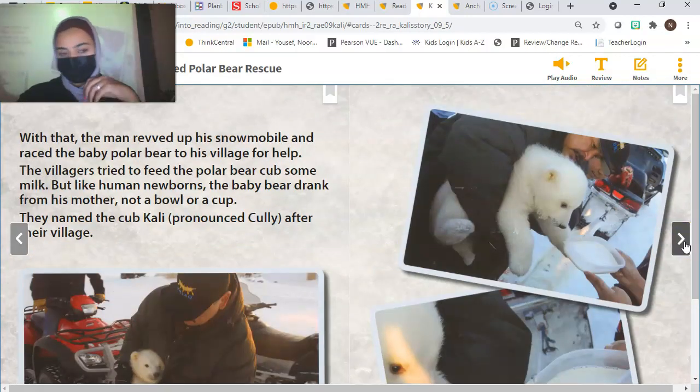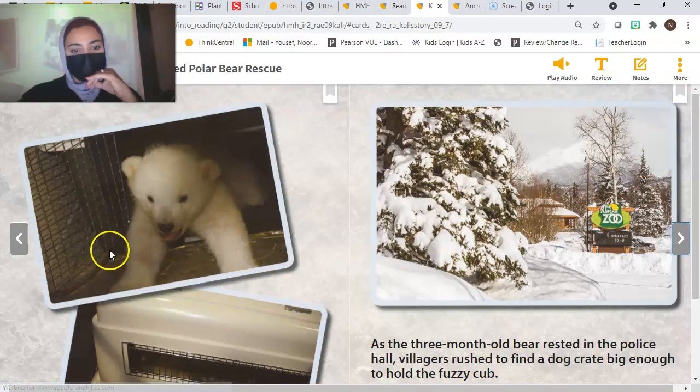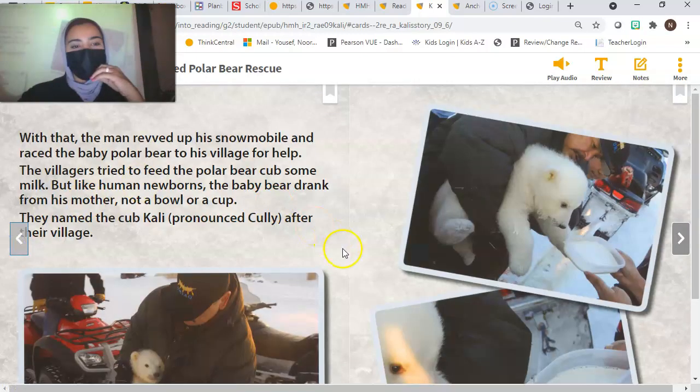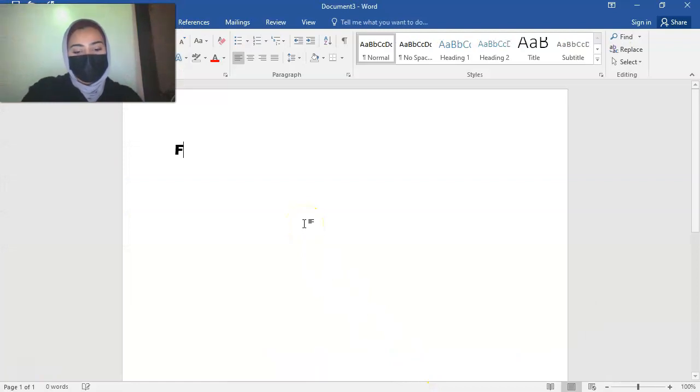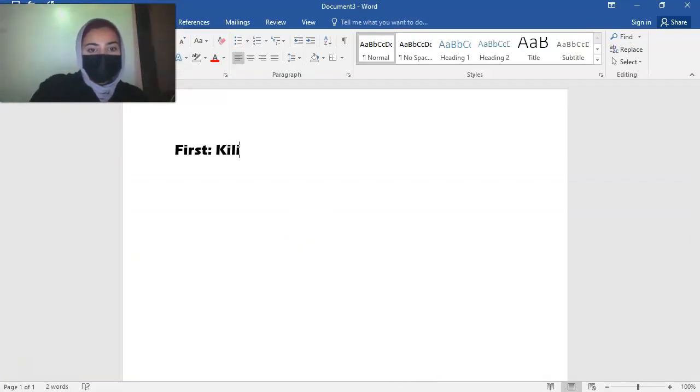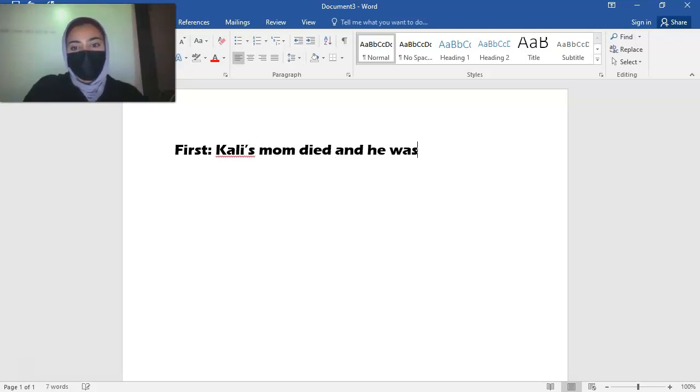Super cute. So, hold on. What's the very first thing that happened? So, Cully was rescued, right? So, where it says first, we're going to write that down. Cully's mom died, and he was rescued.